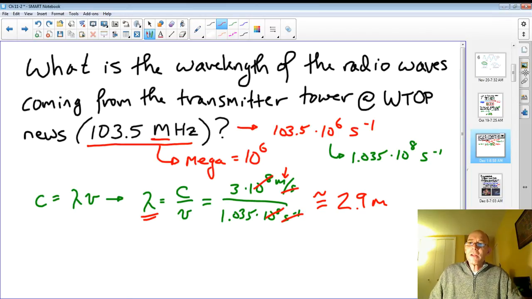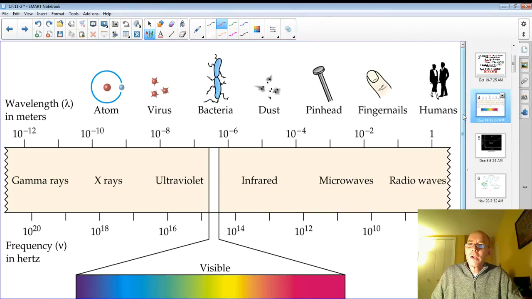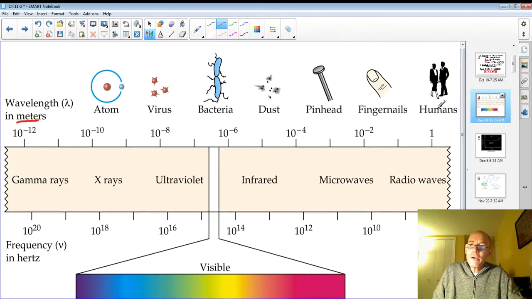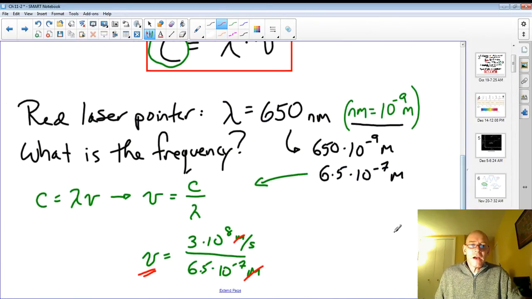So let's take a look at the answers to our two calculations there. So we're saying a radio wave is about 2.9 meters long. And we go back to our little scale here, and look at that, radio waves. If we look up here, this is wavelength in meters. And radio wave is about the scale of a human being, you know, a meter or 2 or 3. So we're right on.